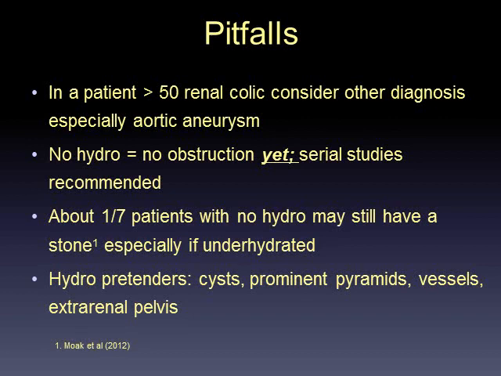And of course, there are other things that look like hydro that aren't. These are cysts, which are spherical and occur in the cortex. Prominent pyramids in the mid-zones. These are discrete and they don't intercommunicate. The vessels, if you see them, they can be confused with hydro, but you can just put some color flow Doppler on there to see the blood flow through those vessels to identify that. And then the anatomical variant of the extrarenal pelvis, you will become more familiar with as you do more scanning.